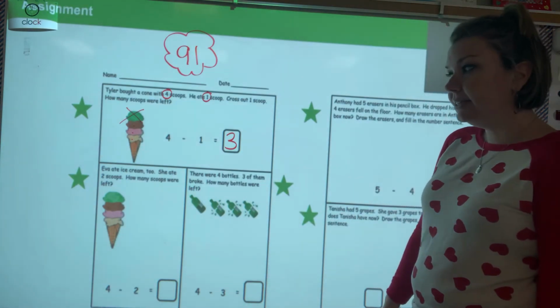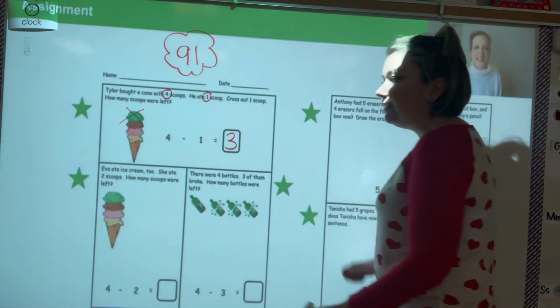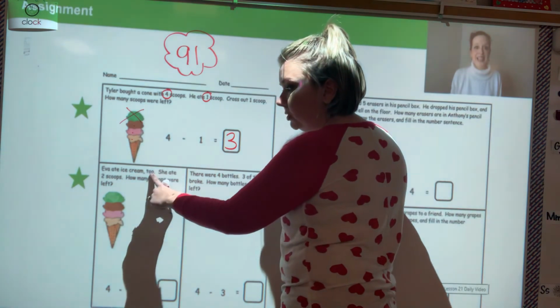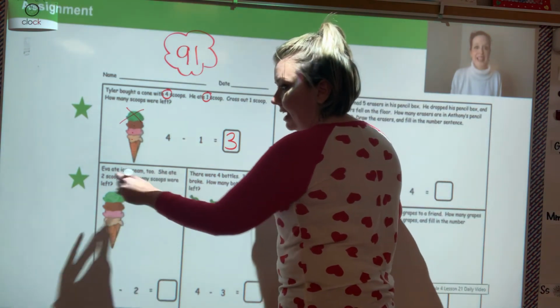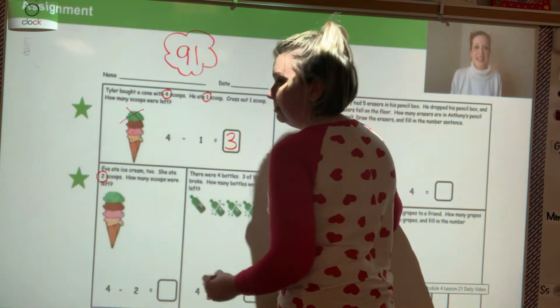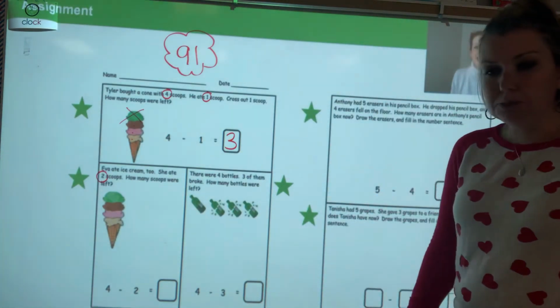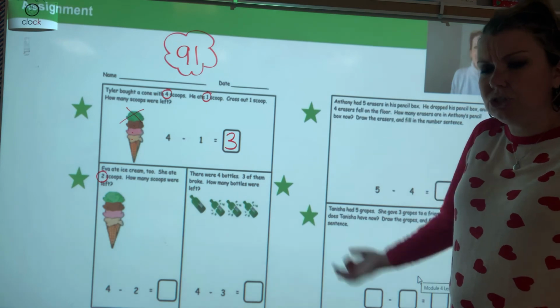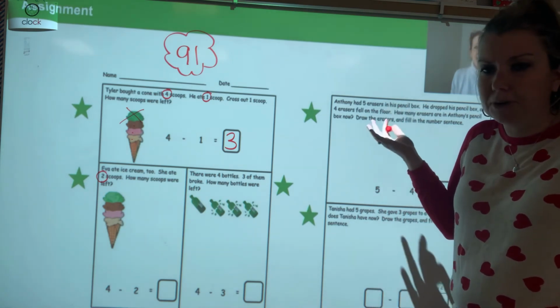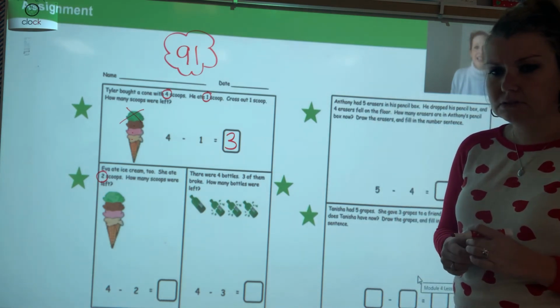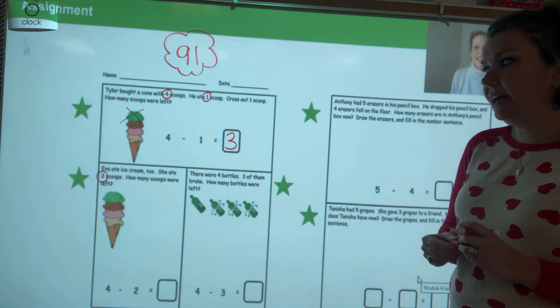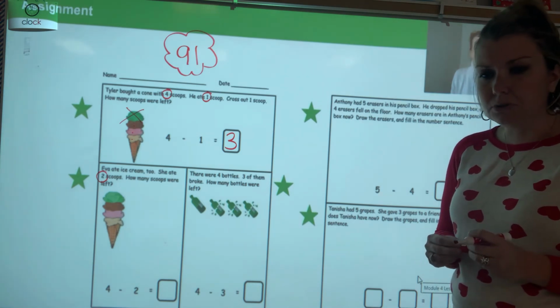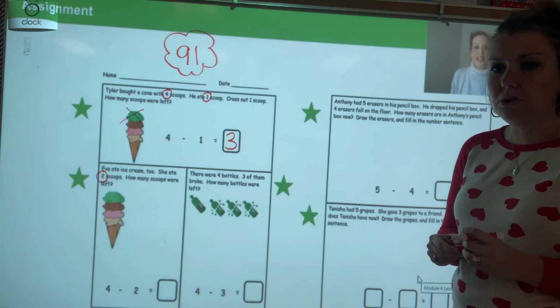All right, let's take a look here. Eva ate ice cream too. She ate 2 scoops. How many scoops were left? What am I going to need to do to help me solve this problem? I need to show that Eva ate 2 scoops. How do I do that, Nicole?